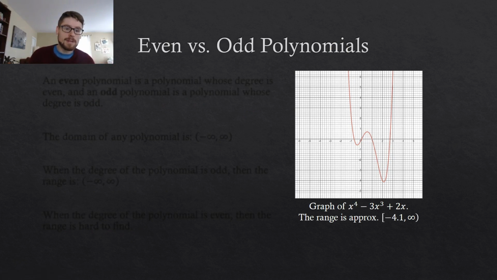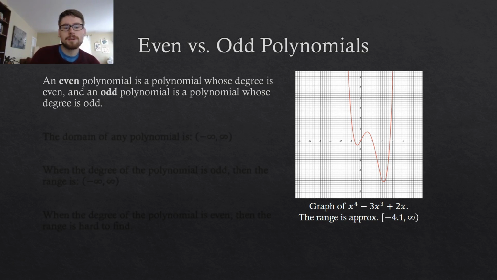Okay, so that brings us to talking about even and odd polynomials. An even polynomial is a polynomial whose degree is even. Remember that the degree is going to be some number 0, 1, 2, 3, 4, 5. It's going to be a positive or 0 integer. And so our polynomials can either be even degree, 0, 2, 4, 6 is the highest power, or it can be an odd degree, 1, 3, 5, 7, 9, and so forth.